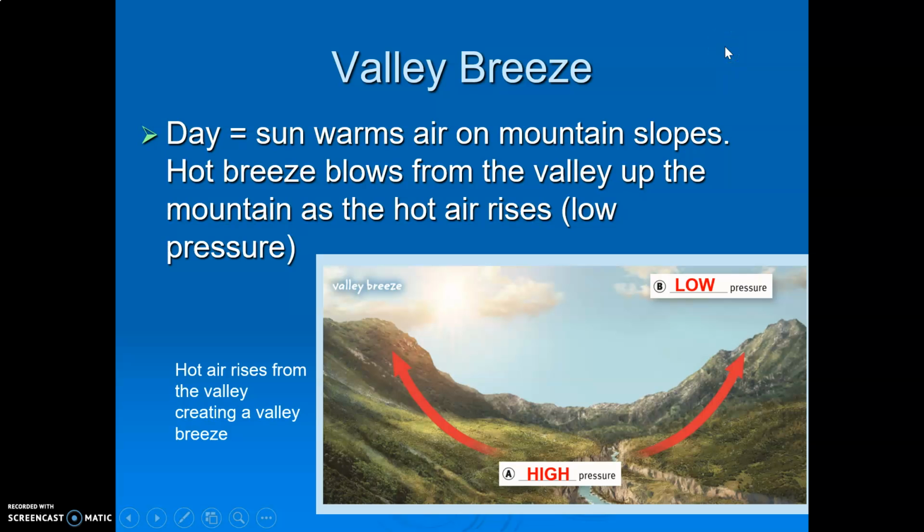Now, in the daytime, in a valley, you will have the heating occurring as well. So the sun warms up the mountain slopes, and the hot breeze blows from the valley, which is down here, up the mountain as the hot air rises. So basically, it's blowing from high pressure to low pressure, okay? So it blows out of the valley. The hot air rises from the valley, creating the valley breeze.